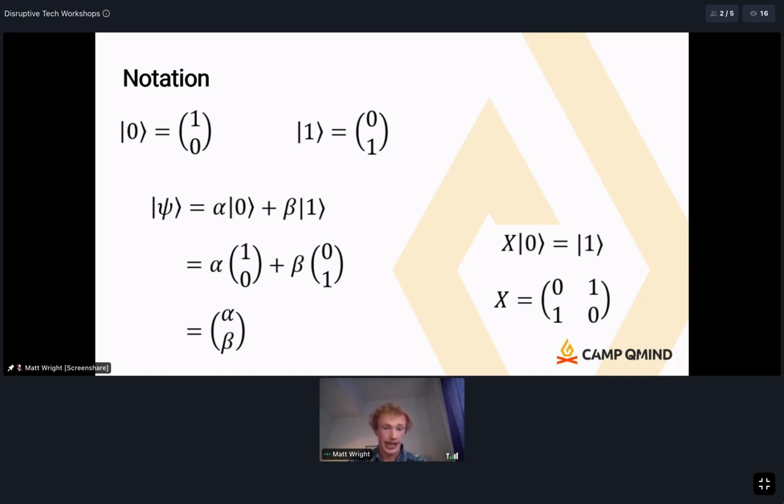Just like in linear algebra, if you have these vectors, you can do an operation. These operations are represented by matrices, they're transformations. Sometimes they change bases, sometimes they don't. Here is a classic example, the NOT gate or the X gate. It essentially just flips the 0 to the 1 and the 1 to the 0. You can see it has its representation in Dirac notation, but also in matrix notation.